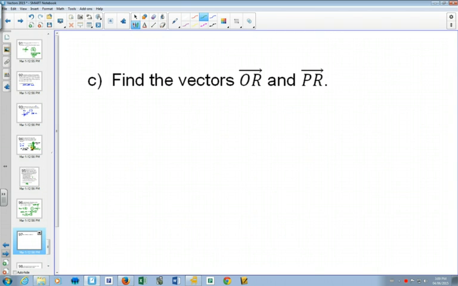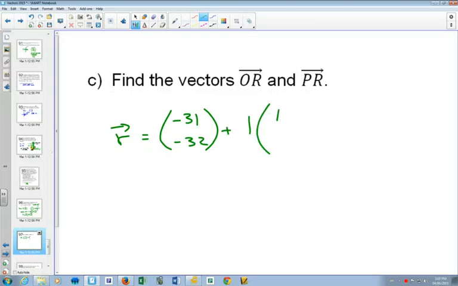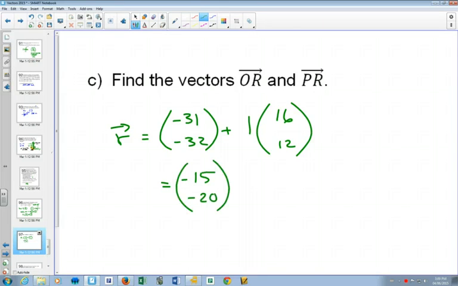Find the vectors from O to R and P to R. Well, we know that point R was when you traveled 1 hour. So on our vector equation of a line, we started with (-31, -32), and if time was 1, we get that the position vector R would be (-15, -20). So there's the position vector. This is O to R.